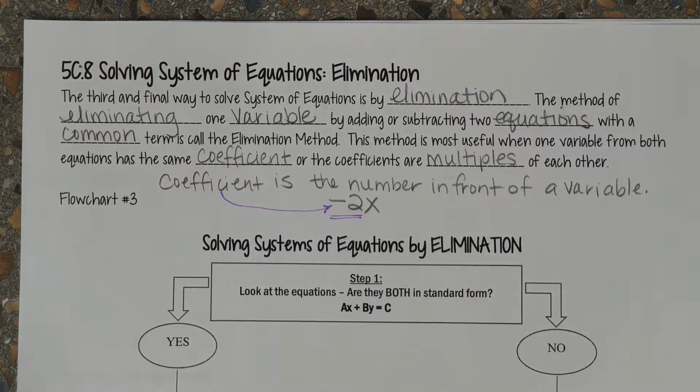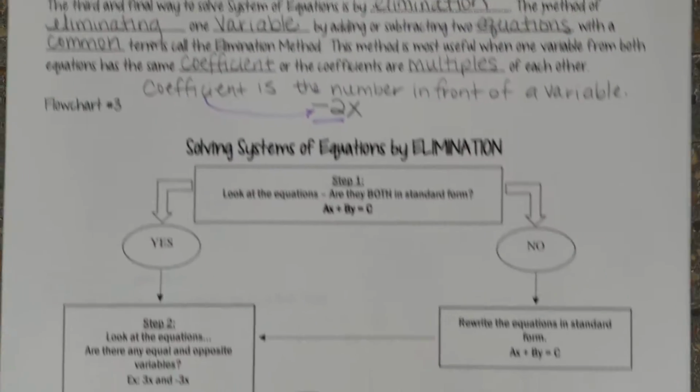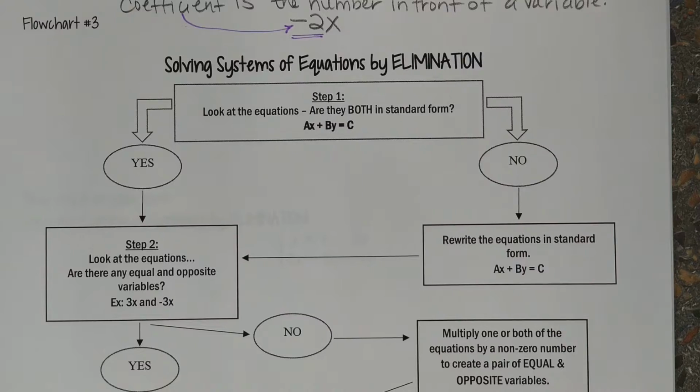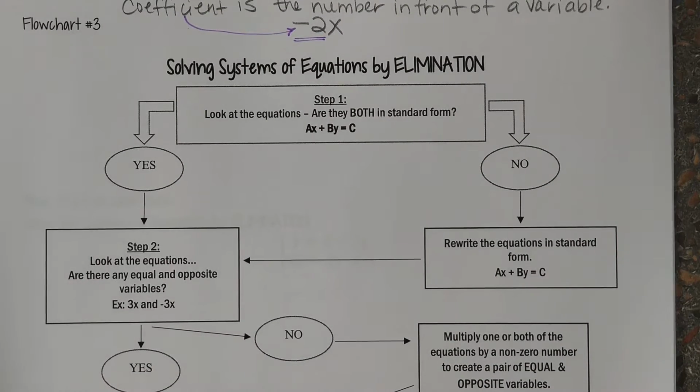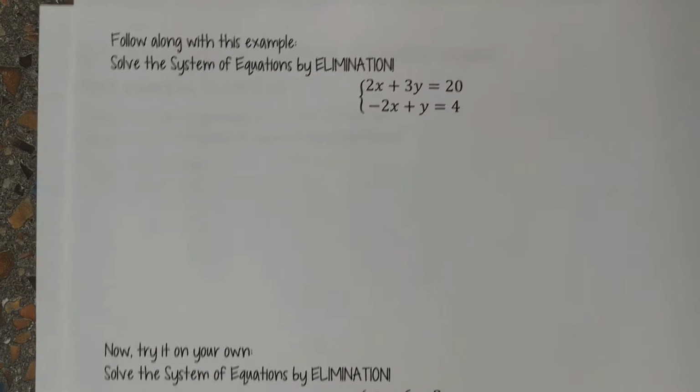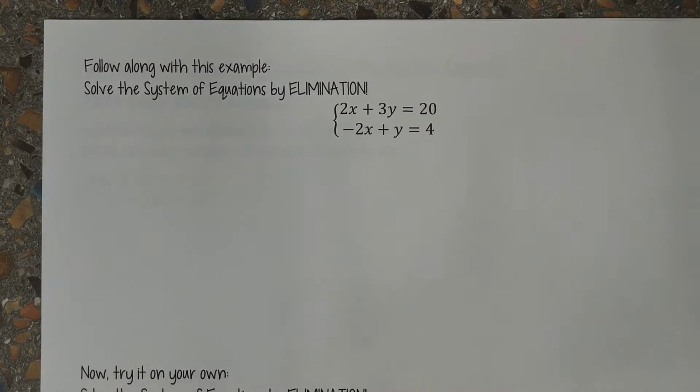Okay, so again, we've got a whole flow chart here. Whoa, what happened here? Focus, there we go. Wow, that was interesting. So we have this whole flow chart for helping us solve systems by elimination as well. I'm going to refer back to this one back and forth, but we're going to be working on the back side, this problem right here. So pull that problem out, and that's the one we're going to be working on.